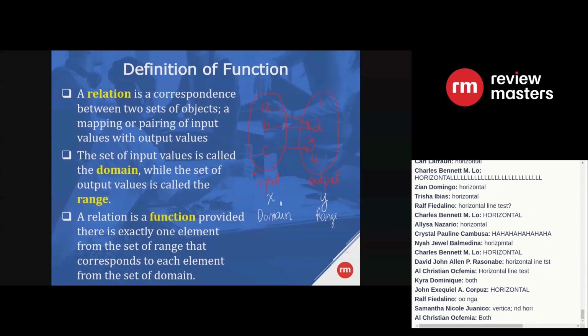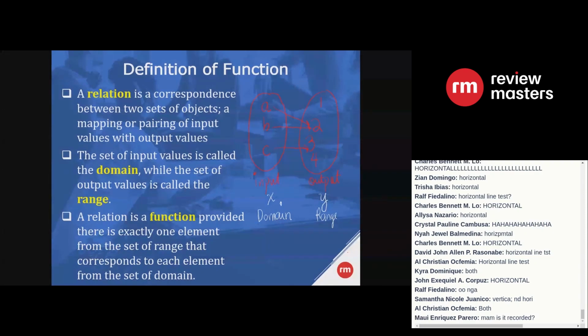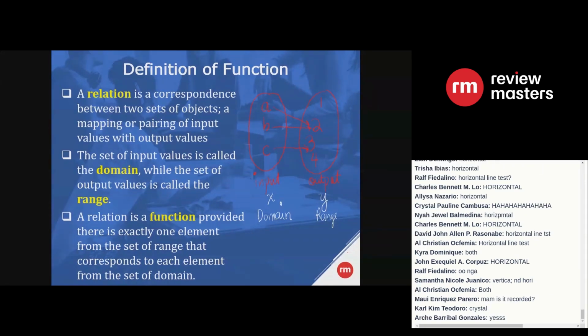So for a relation, any pairing; for a function, you put restrictions on x. For a one-to-one function, you put restrictions on both x and y. Is this clear?